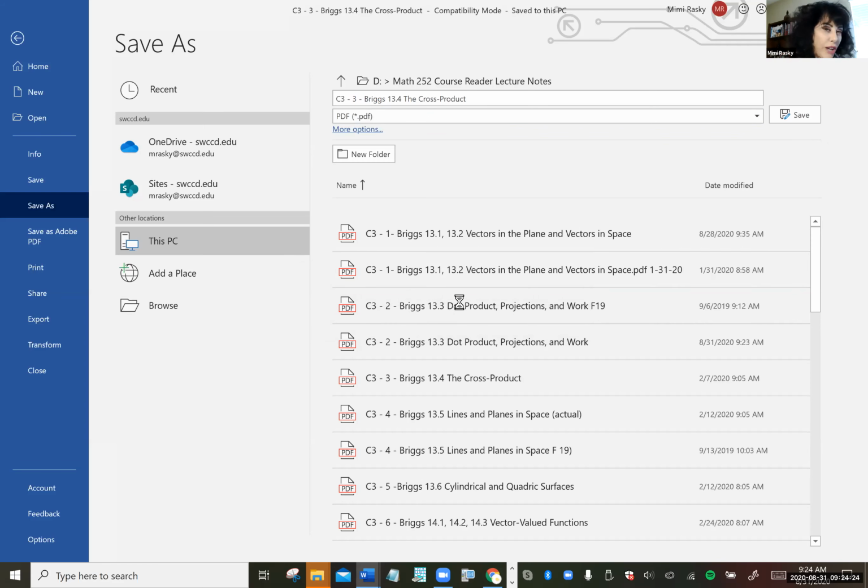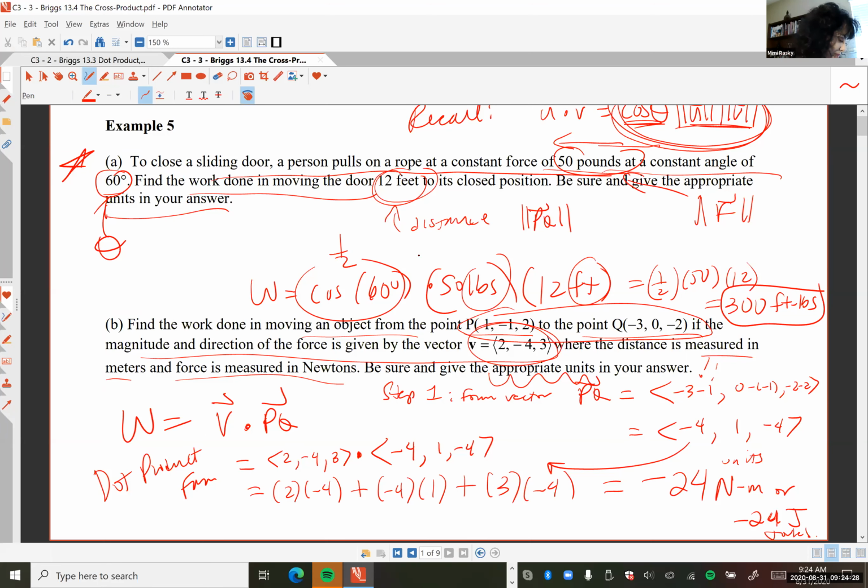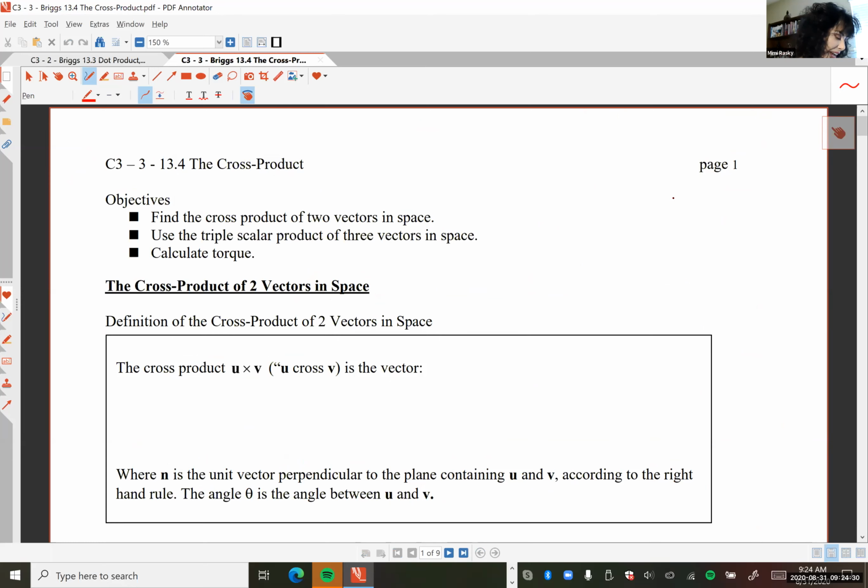Okay, we're going to do cross product now. So what the heck is that? We're getting there. So I'm going to teach you what cross product is, and then we'll look at some other applications of cross product, and one of them is torque. There's all sorts of cross product physics applications in particular.